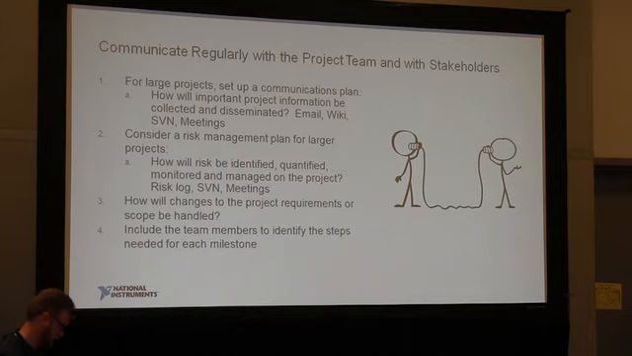And then consider a risk management plan for larger projects. How will risk be identified, quantified? Maybe you've got a risk log that you track. Store that in Subversion. That's what we do on our projects. And discuss those at meetings and talk about the progress that you're making on those items, and hopefully you'll get those resolved.